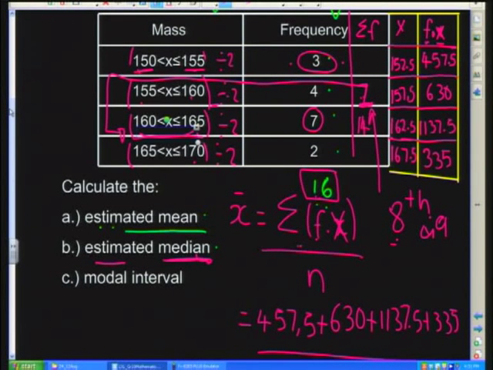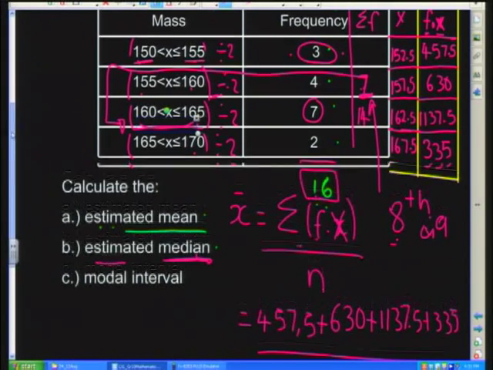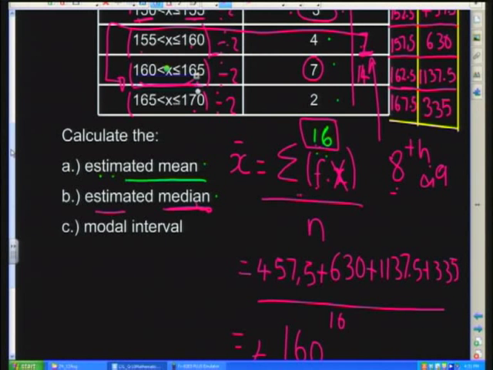It's going to lie in that interval 160 to 165, and all we do is we're going to say, well, if we're looking for the 8th value, we're starting from 160 to 165, so therefore the estimated median is going to be in that interval. Okay, so it's in the interval 160 to 165. All right. Okay, then the next one says, where is the modal interval?